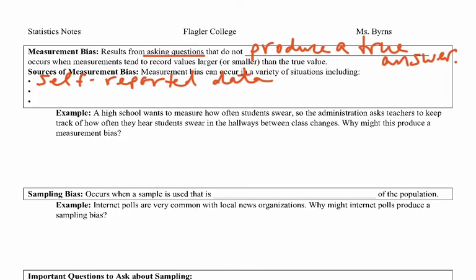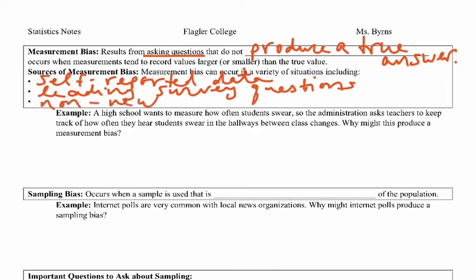Another type of situation would be if the questions are a problem, let's say leading survey questions. If the questions themselves cause somebody to give an answer that's not accurate, or the question is misleading, maybe you ask a question in a way that leads people to say a particular answer that they might not say if they understood the question better, that could also cause a measurement bias. Another type, related to the question, instead of leading questions, we could say non-neutral questions.